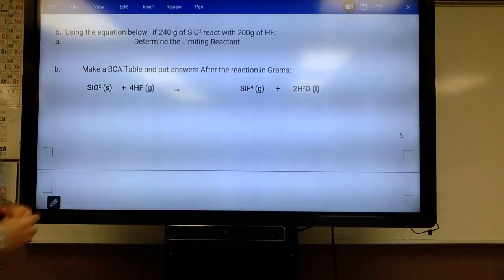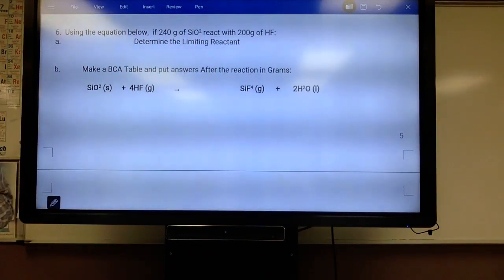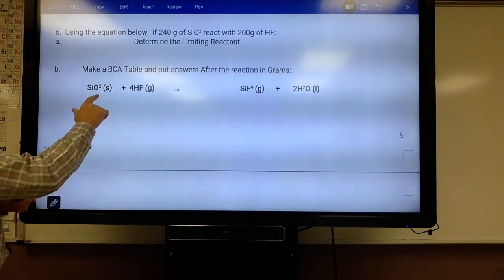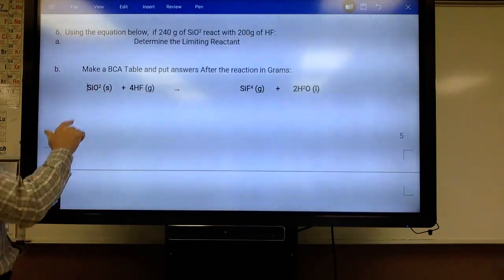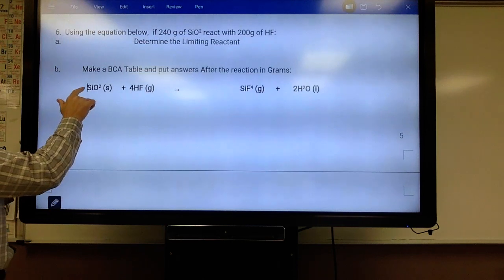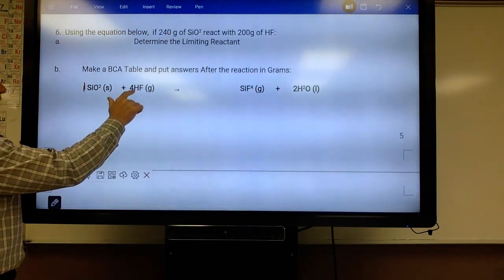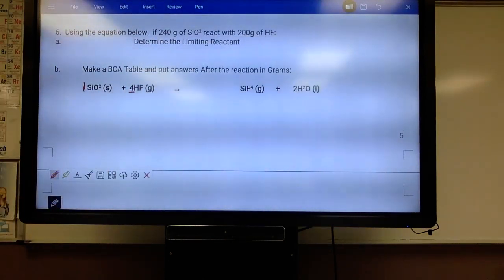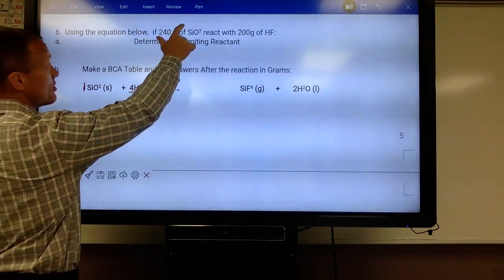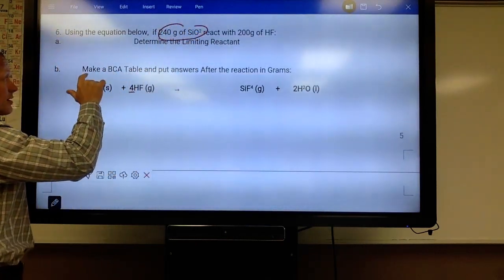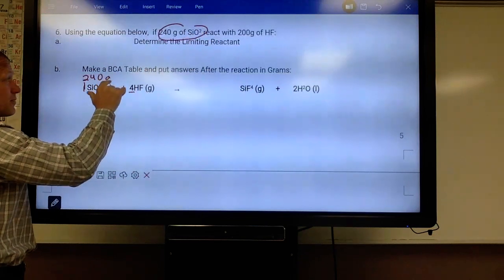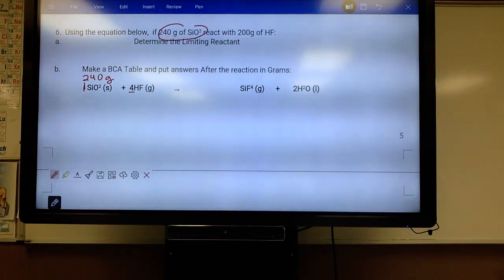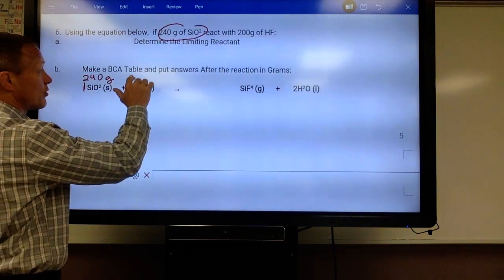So this is limiting reactant, but it is in grams. Okay, it is in grams, so it's not in moles. So here's your reaction. Sorry about the little numbers up top. What's your ratio here? This is a 1 to what? 1 to 4, but in moles. And I'm telling you, you got 240 grams of this. Put that right here. 240 grams, not moles. We need to get that into moles. And 200 grams of this.